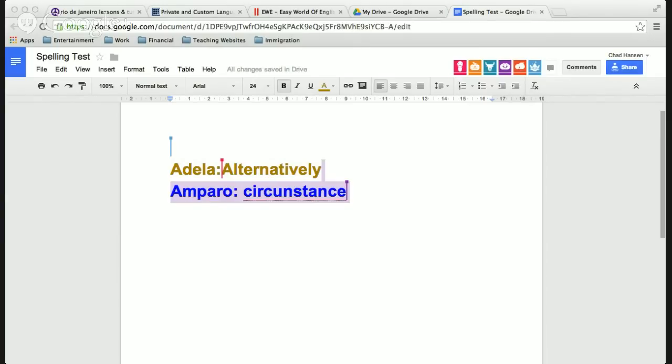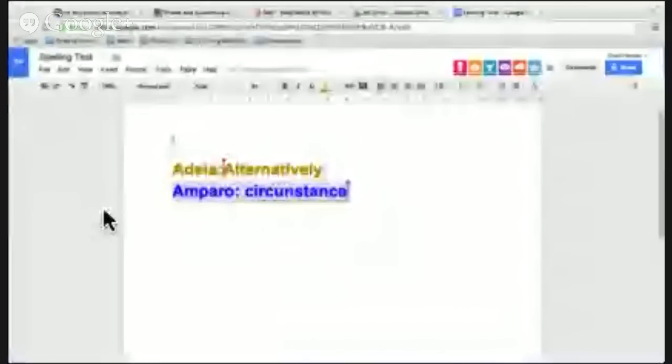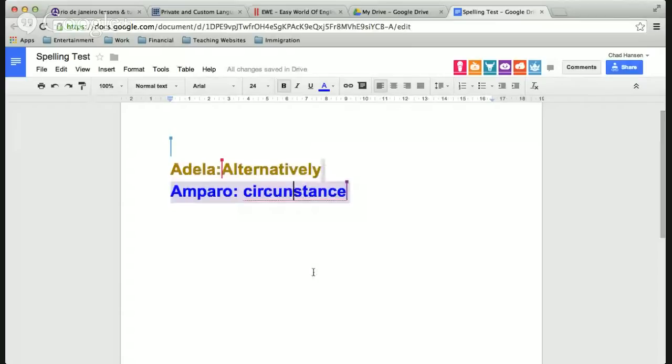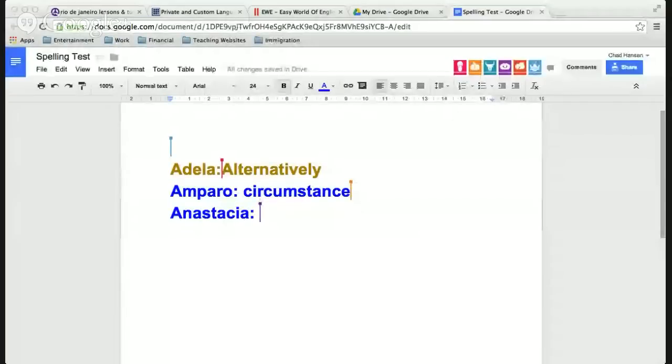Okay, what do you guys think? Instead of N, she should put M. So it's circum, circumstance, and at the end it should be an E. Just like that, circumstance. So circumstance with an M in the middle. Okay? All right, let's go to Anastasia.